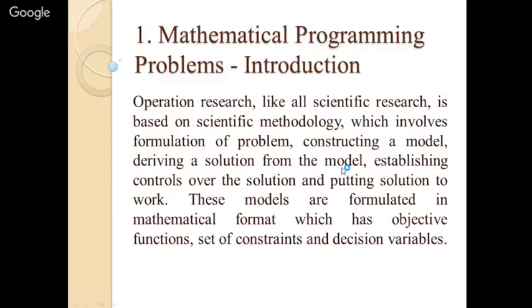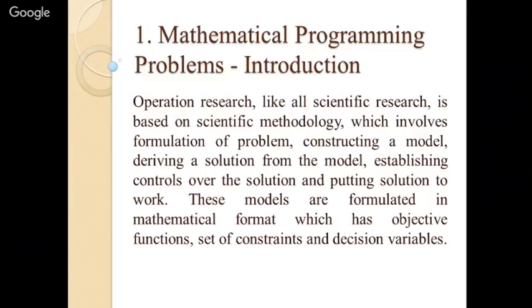We have already discussed operation research. Like all scientific research, it is based on scientific methodology, which involves formulation of the problem, constructing a model, deriving a solution from the model, establishing control over the solution, and putting the solution to work or implementing it. So now if we formulate that problem in a mathematical formulation, then it can be studied as a mathematical programming problem.